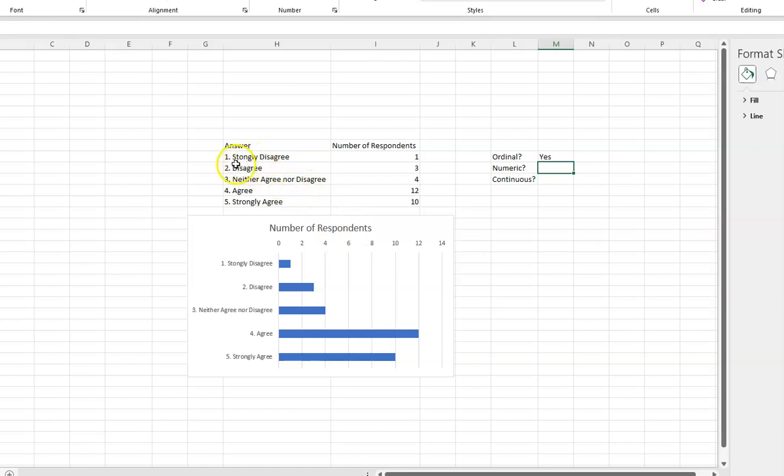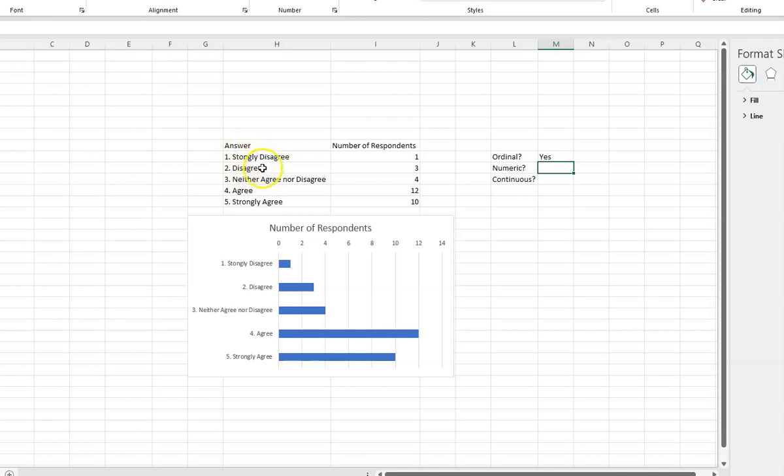And it certainly looks numeric because you have the numbers 1, 2, 3, 4, and 5. But just like that other question, we're going to ask, can you do math on this? If you had one strongly disagree and you put that next to two disagrees, can you add those together and say that that equals a strongly agree, or I'm sorry, an agree? And the answer is no. I mean, that doesn't even make sense.